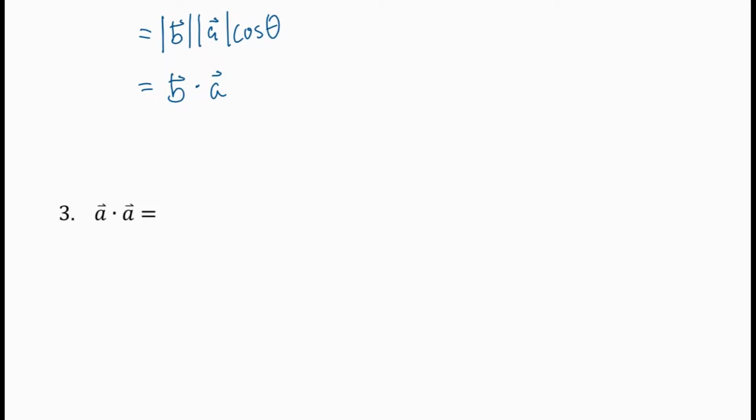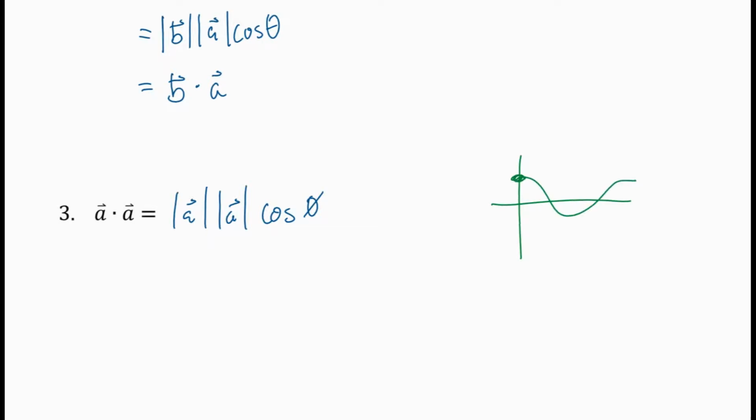What about vector A dot vector A? Interesting. Okay, so magnitude of A times the magnitude of A times cosine of the angle between them, which in this case would be 0. What's the cosine of angle 0? Where does the cosine graph start? Starts at 1. So this is magnitude of A times the magnitude of A times 1, which is the magnitude of A squared.